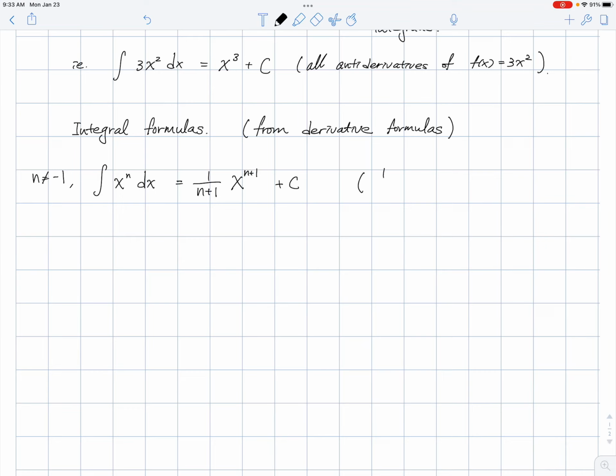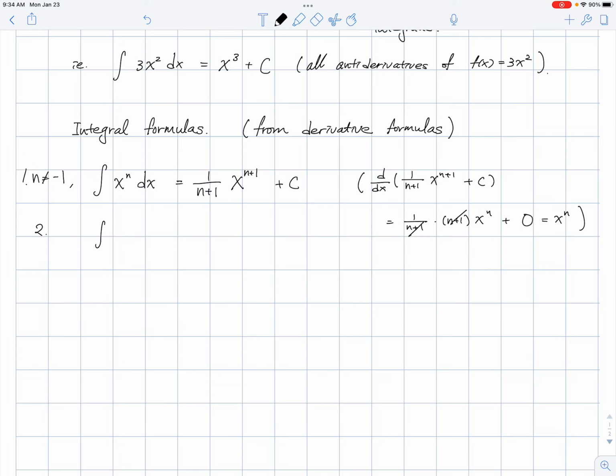Okay, so now notice that if you differentiate 1 over n plus 1, x to the power n plus 1 plus c, this gives you that, right? And then n plus 1 and n plus 1 cancel, so you do end up with a single x to the power n. All right, so that's what I mean that integral formulas are reverse formulas from derivative formulas. But you just got to memorize them all.